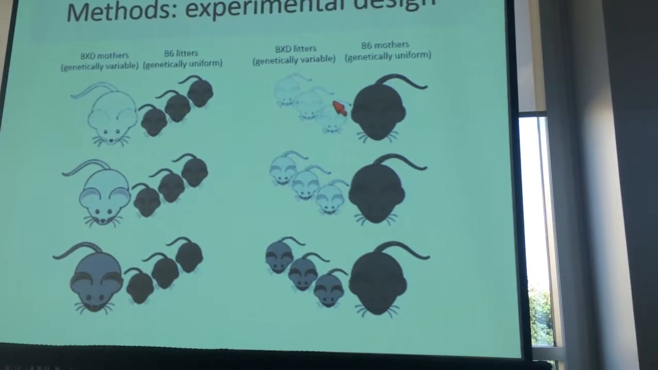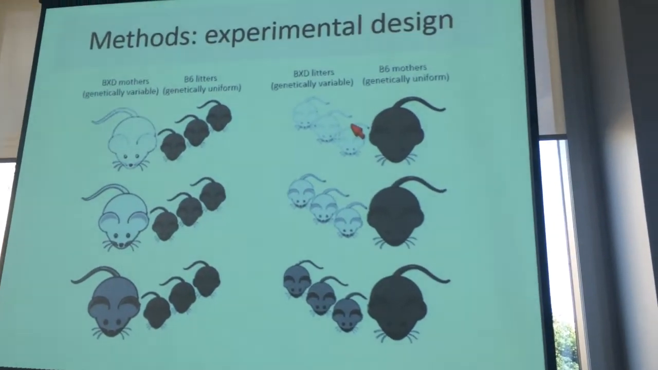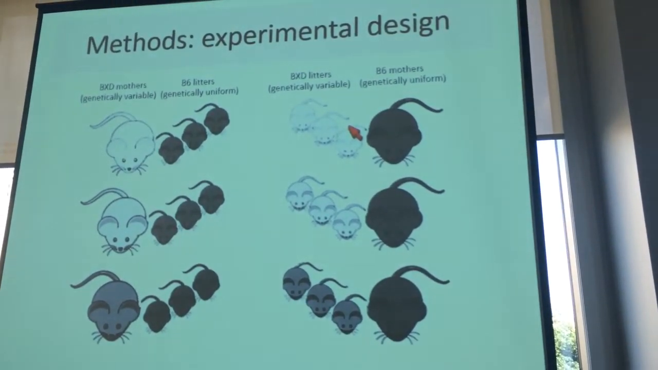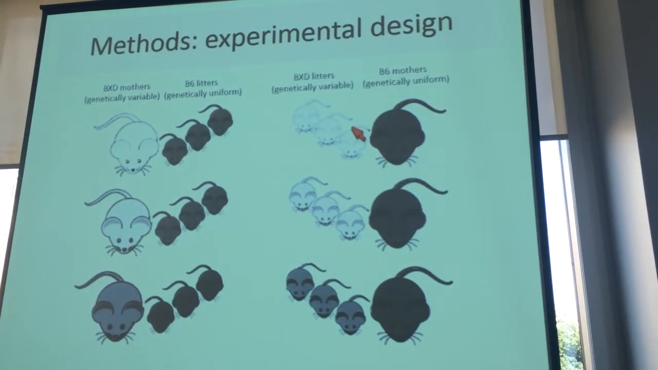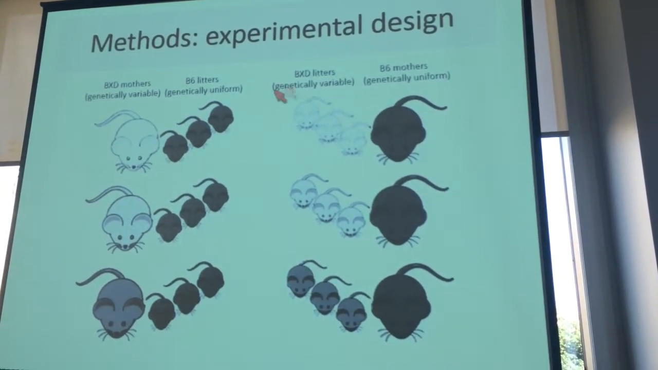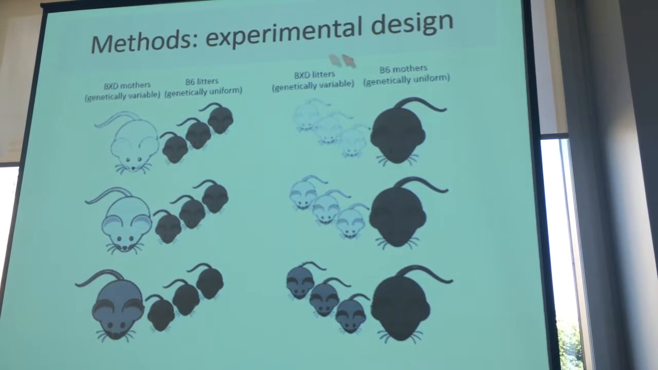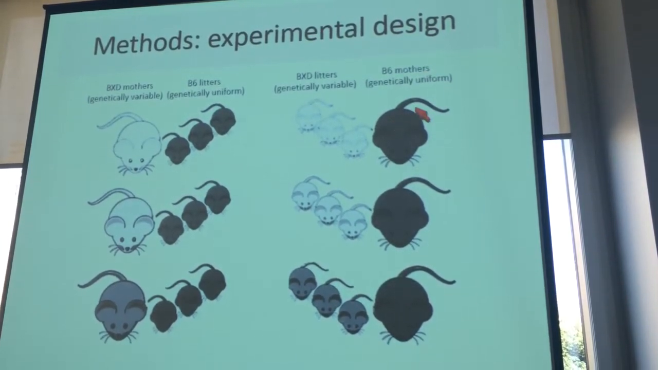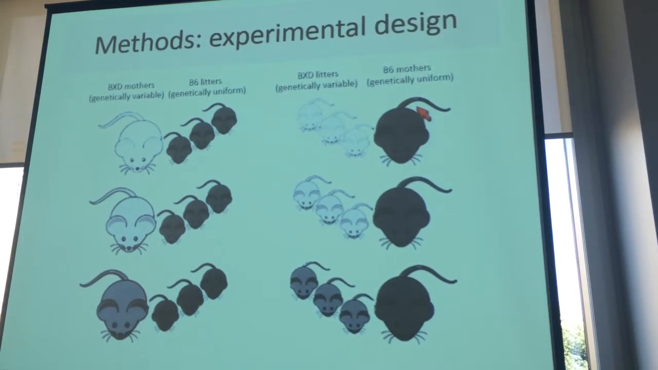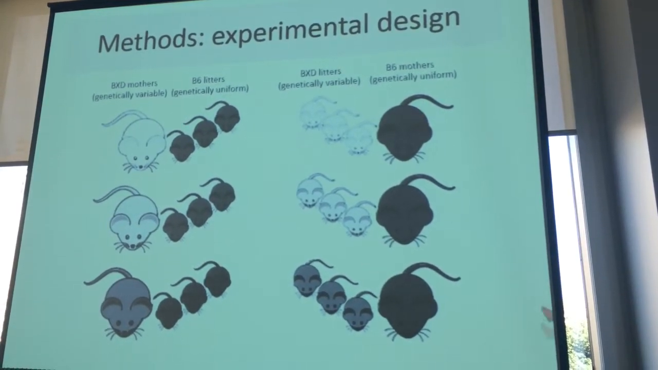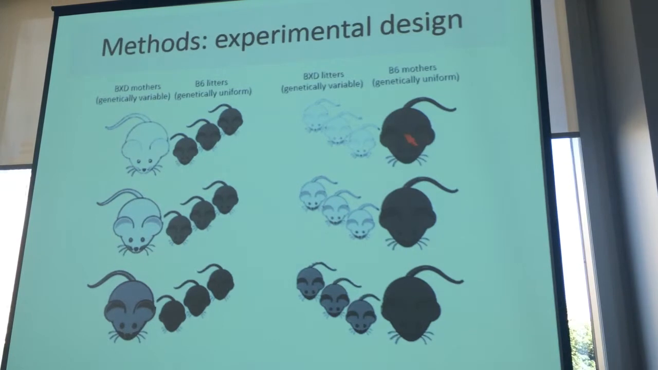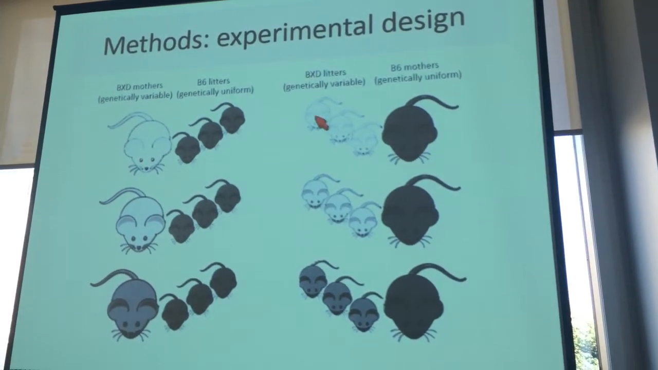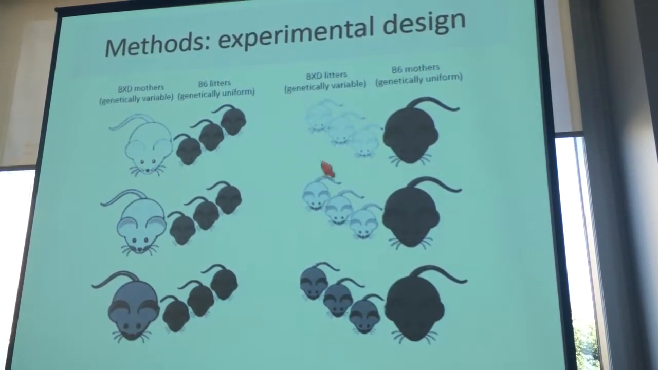And so what we're doing is we're breeding black 6 males and black 6 females, we're getting the litters, we take them away, and we're giving these mothers then different litters of different BXC genotypes here. And if you're looking at this scenario here, we see that in this population, all of the mothers have the exact same genotype. There's no genetic variation amongst them because they're all genetically uniform. But they're nursing offspring of different genotypes here.